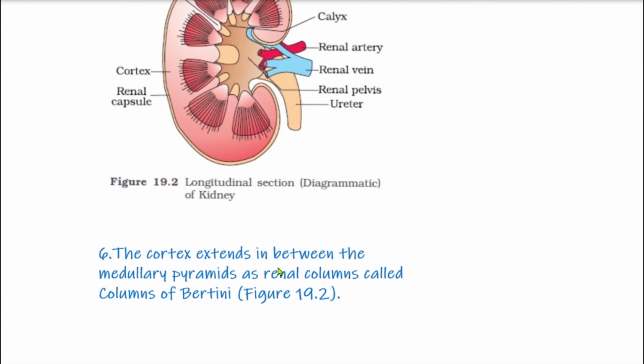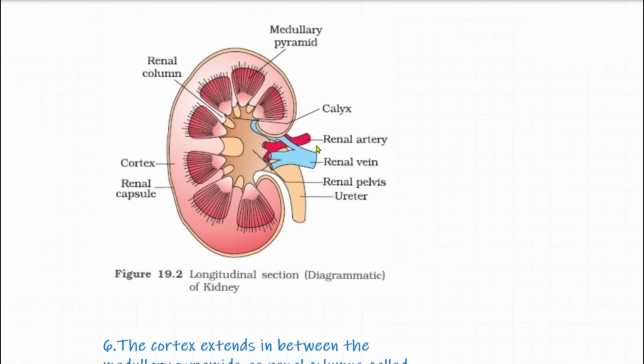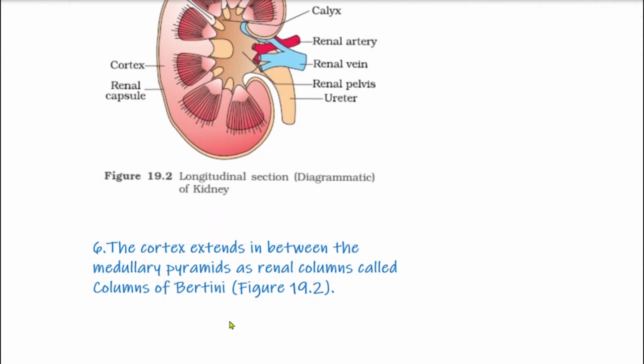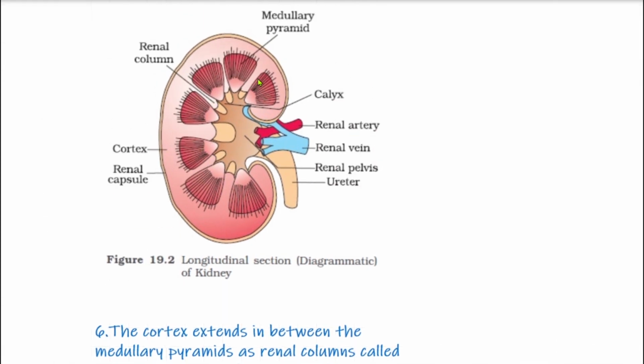The cortex extends in between the medullary pyramids as renal columns called the columns of Bertin. Students, you see the cortex is extending in between the pyramids. The part of the cortex which extends in between the pyramids is known as the renal column or column of Bertin.